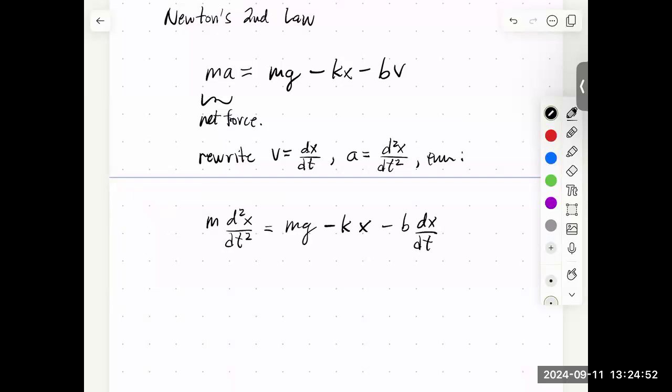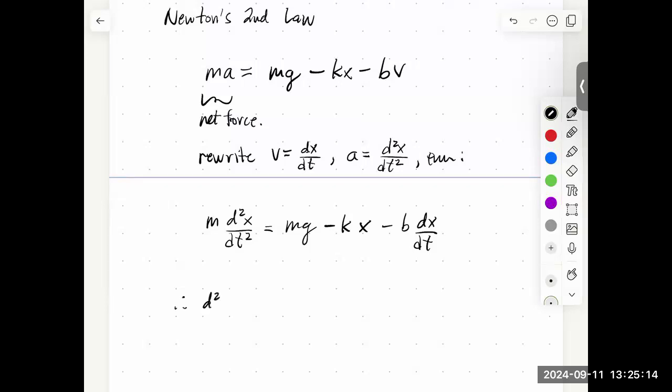Now what I'll do is I'll put anything that has an x in it on the same side. So I'm going to move this first derivative over here. I'll move the kx over here. And I'll get rid of the coefficients in front of the second derivative just by dividing by the mass.